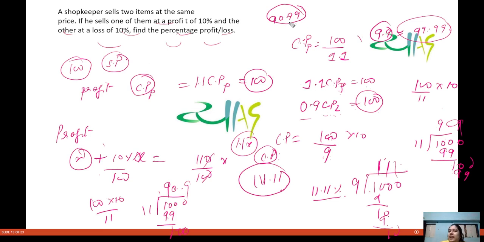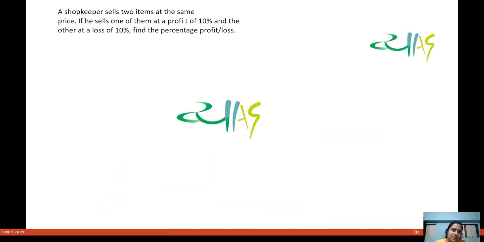Okay, so 90.99, let us consider this as 91. So here you are having 9 rupees profit, and here you are having how many rupees loss? 11 rupees loss. So how much is your percentage profit or loss? Loss you are having how much? 2 rupees loss. So I hope everybody is clear with this thing.